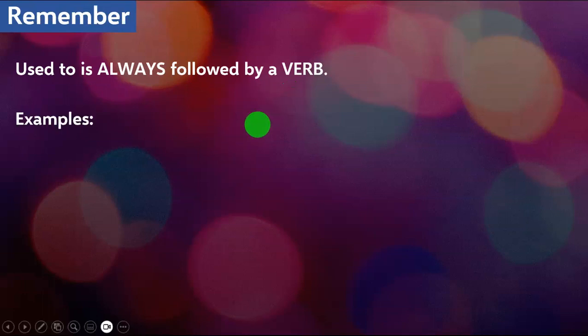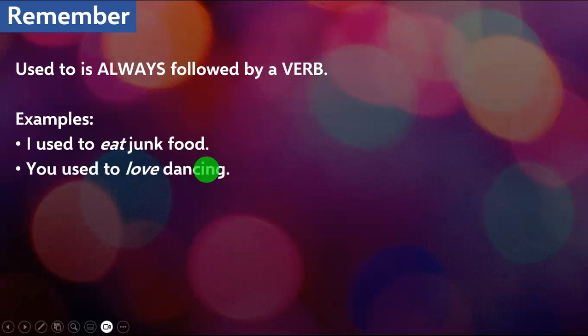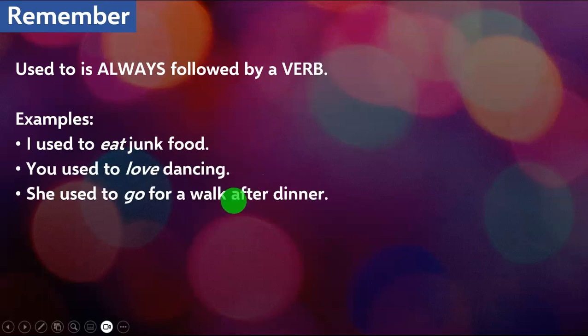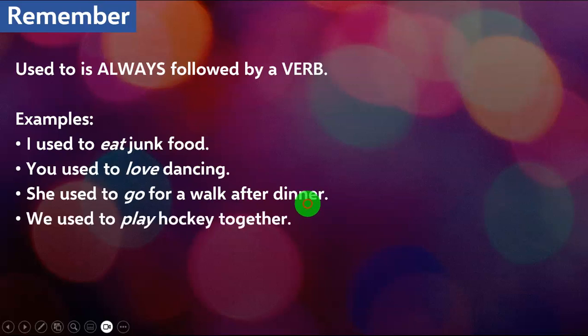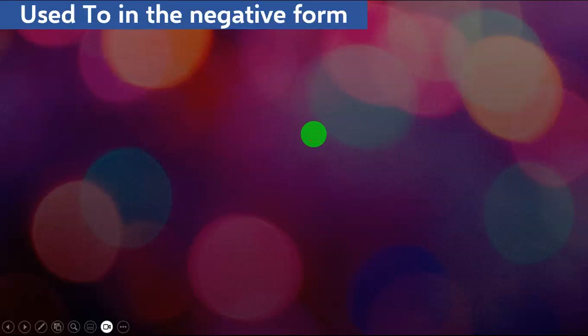Okay, let's look at a few examples. I used to eat junk food. You used to love dancing. She used to go for a walk after dinner. We used to play hockey together. So if you see, after used to, you have the verb eat, love, go and play. So used to is always followed by a verb. Please remember that. Now, used to can also be used in the negative form.